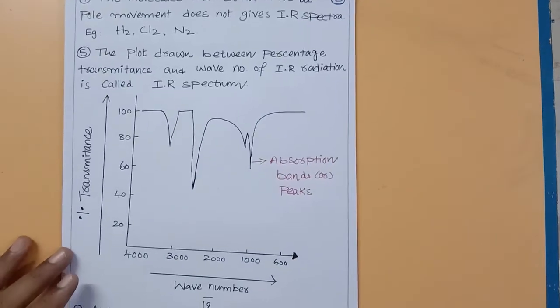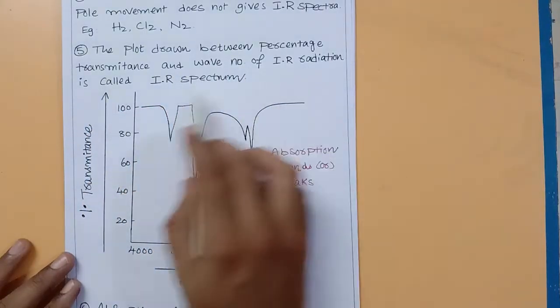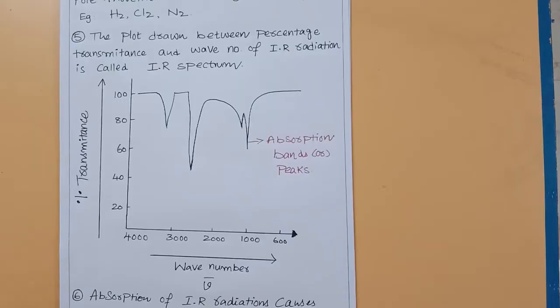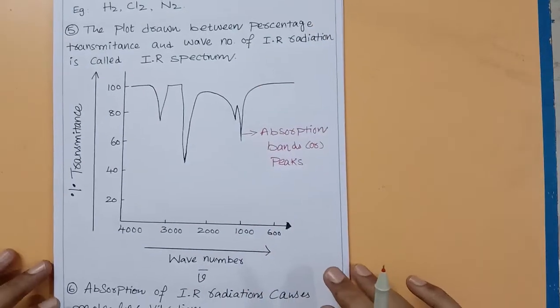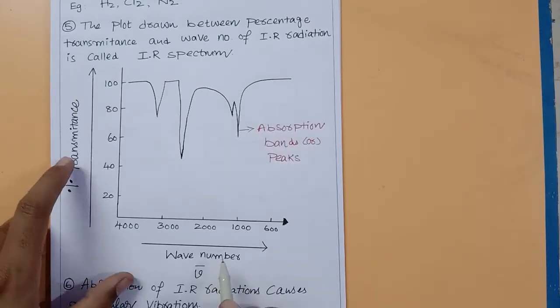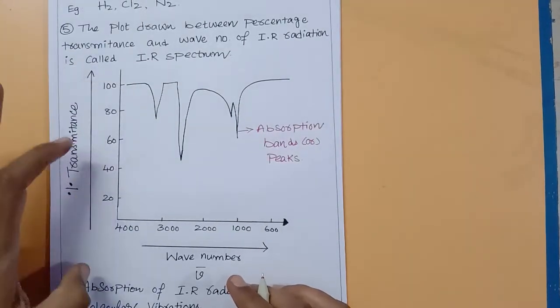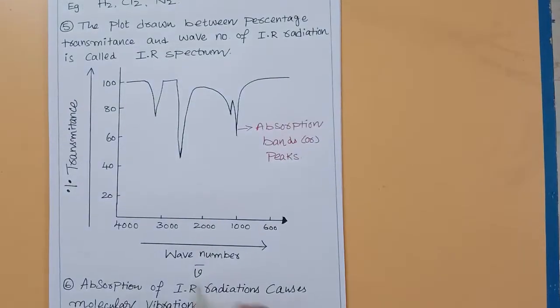Okay, right. What is an IR spectrum? The plot drawn between percentage transmittance and wave number of IR radiation is called an IR spectrum. So an IR spectrum looks like this. If you record an IR spectrum for an unknown organic molecule, it will look like this. There will be a plot between wave number and percentage transmittance. Percentage transmittance means the amount of IR radiation released by the organic molecule after the absorption. It is going to absorb some radiation and release some other radiation. That radiation is called transmitted radiation, and we draw it as percentage transmittance on the y-axis.